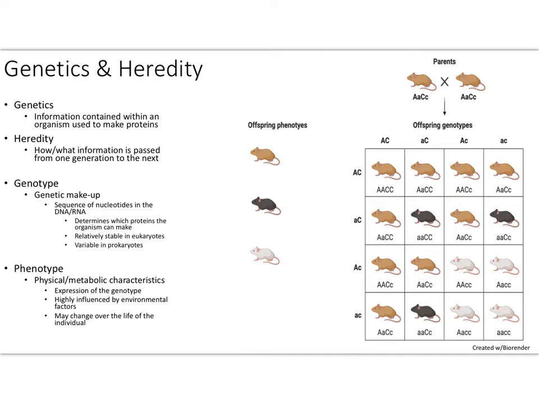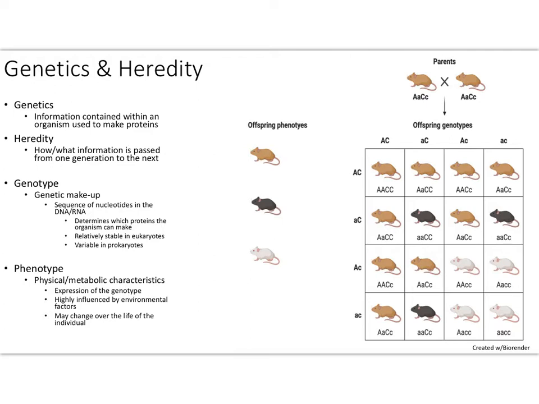Some other key terms are genotype and phenotype. So genotype is the genetic makeup of the organism. It is literally just the actual sequence of A's, G's, C's, and T's that are contained in its DNA molecule. The genotype of an organism, basically the order of the nucleotides in that organism, determines which proteins the organism can make. It can help determine when the organism makes those proteins.